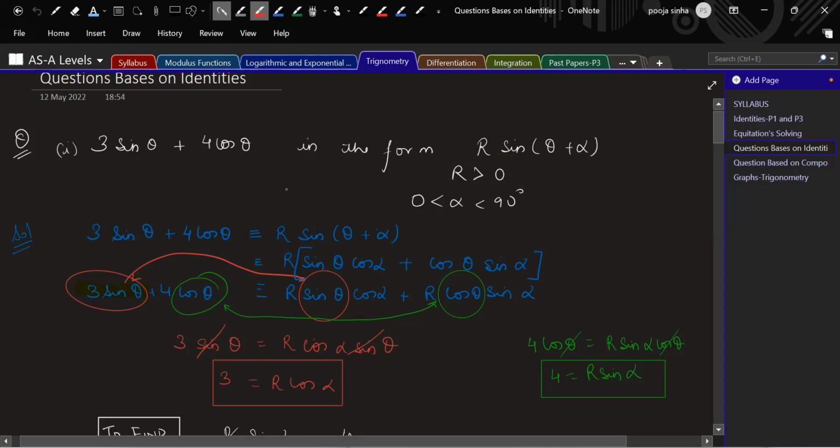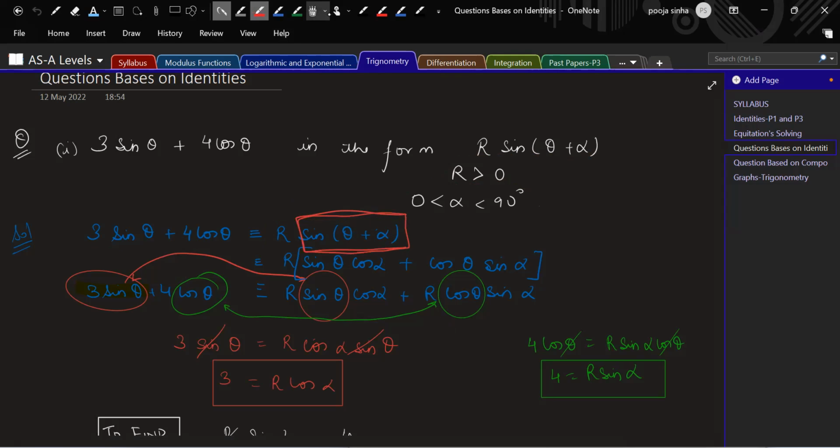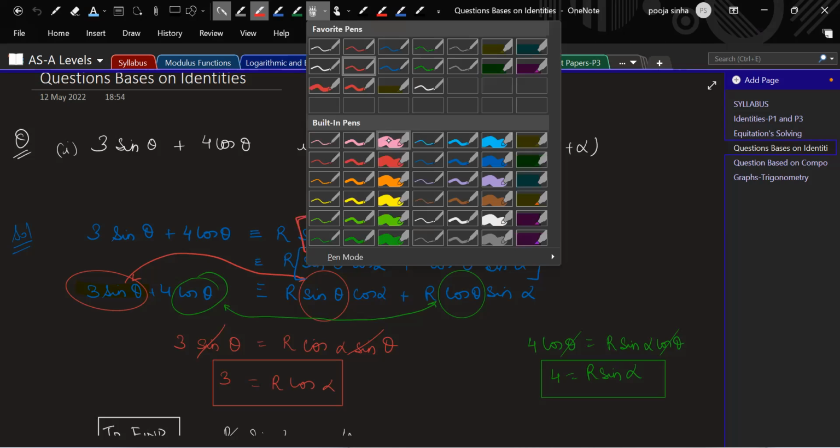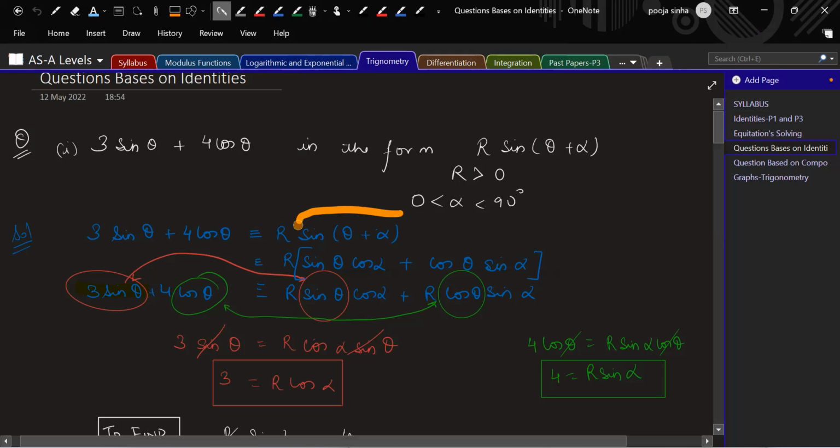इन questions को हमको एक technique follow करना है. ठीक है? There is a technique that we have to follow here. What is the technique? 3 sin theta plus 4 cos theta को इस form में लाना है. So first of all, we know that this is an identity. ये वाला part is an identity. Am I right? Yeah. Okay. This part is an identity. ये वाला part. Okay. What is that identity?